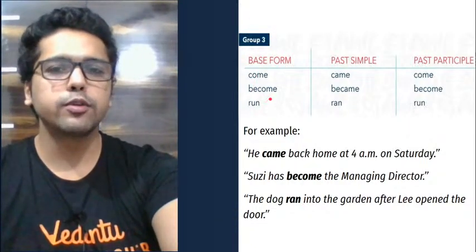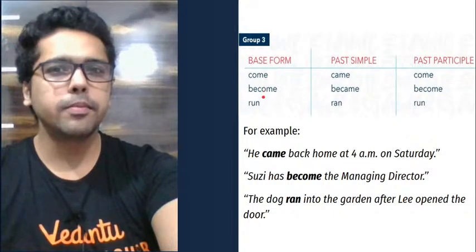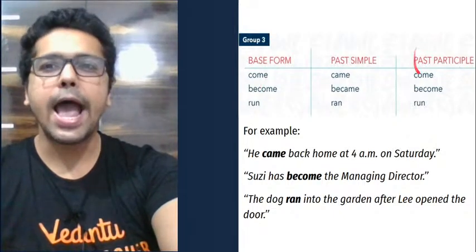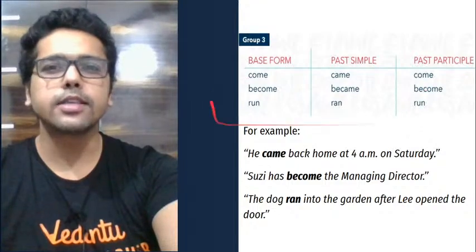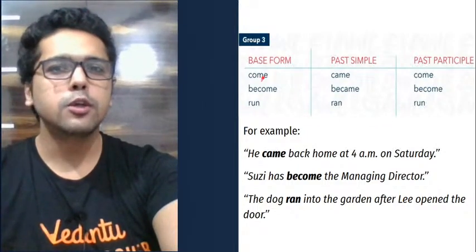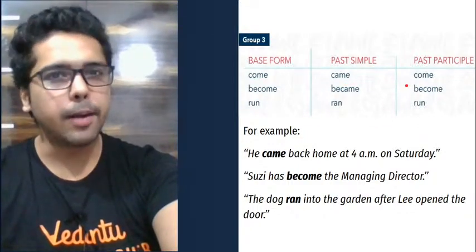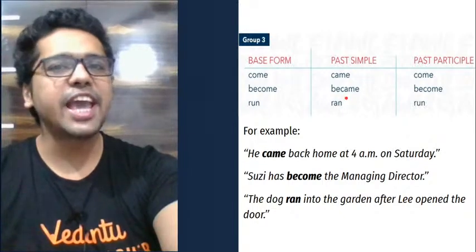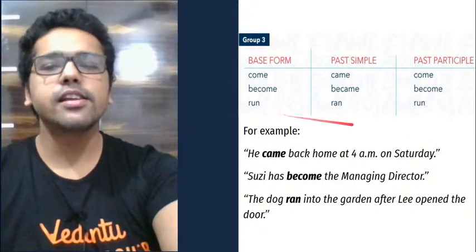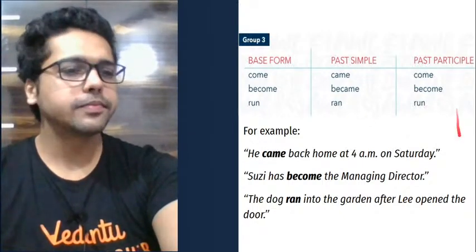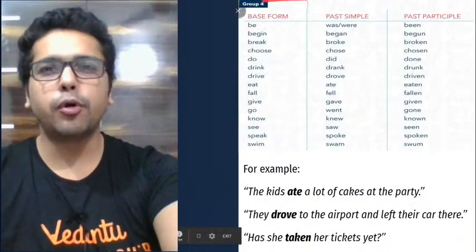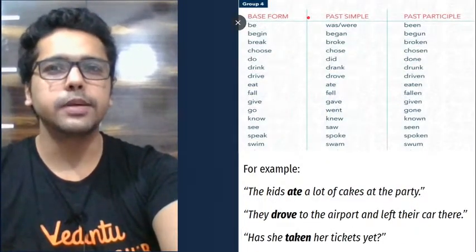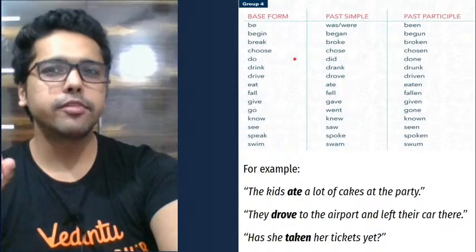In this group 3, if you see, the base form, that is the V1 form, and the past participle form, that is the V3 form, they remain the same. They don't change. So come, came, come. Become, became, become. Run, ran, run. Perfect. And finally, the fourth group, guys, the last group, where all three forms are different.